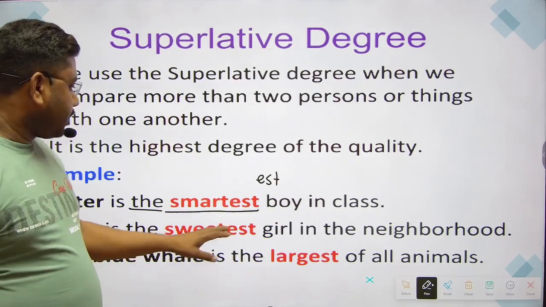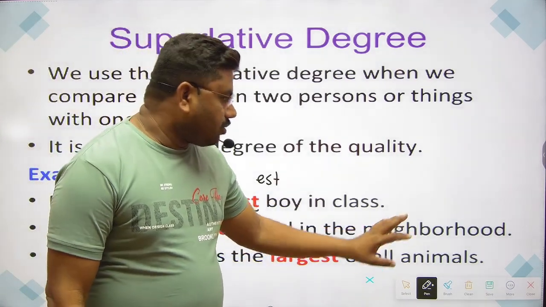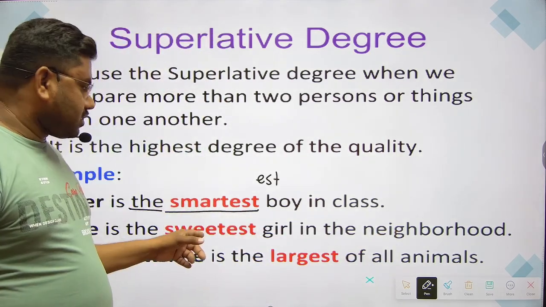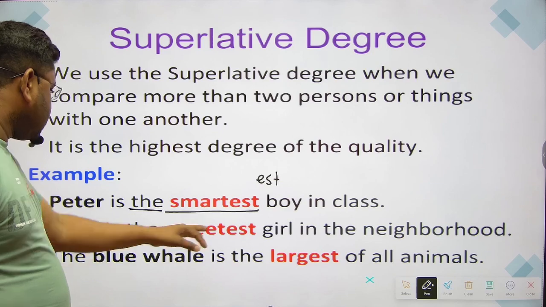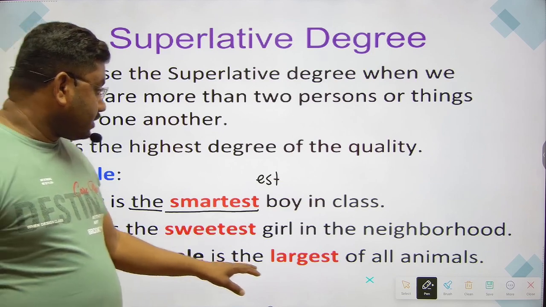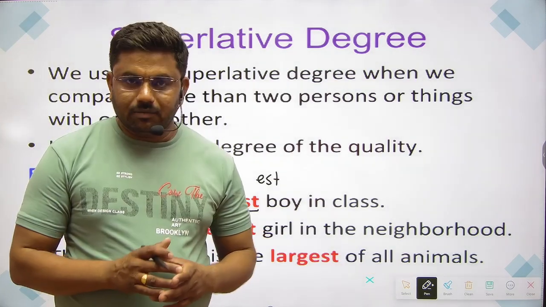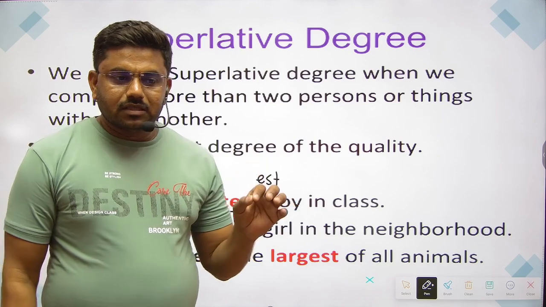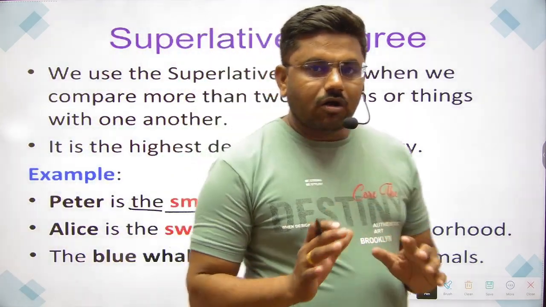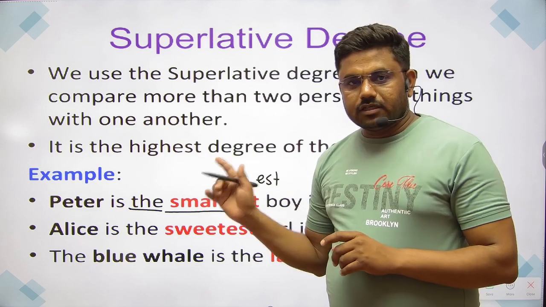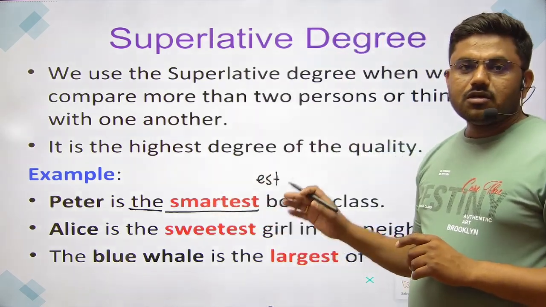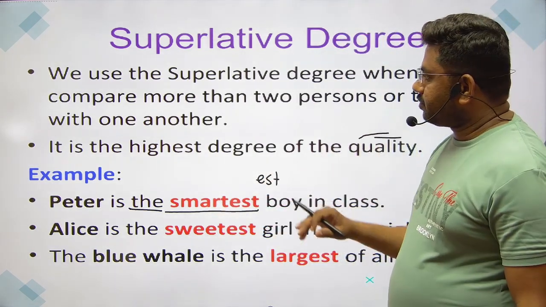Alice is the sweetest girl in the neighborhood. It means she is the sweetest one of them. That's why est is used. The blue whale is the largest of all animals. The blue whale is the largest of all animals, and the speciality of that one is shown, so it comes in the superlative degree.